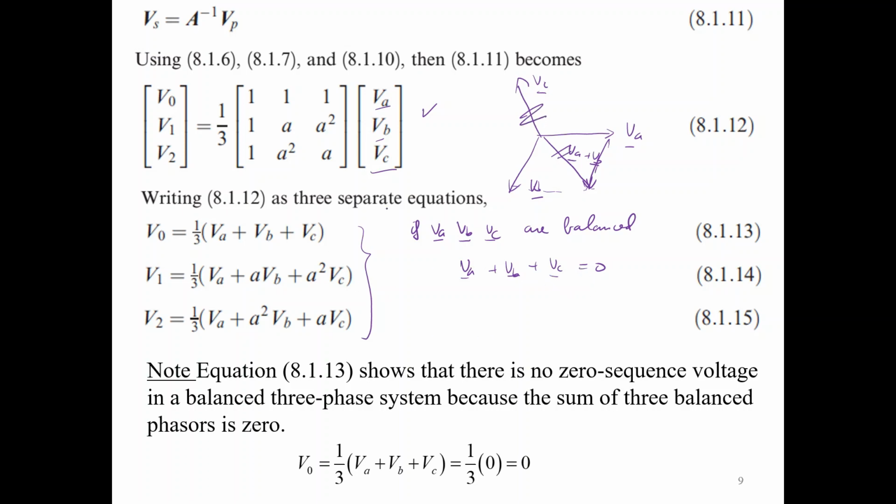You can see from the first equation that if the sum of these three vectors becomes 0, then your V0 is 0. So this leads to the first conclusion: if you deal with a balanced three-phase system, then there is no zero sequence. The zero sequence is 0. You don't need to analyze the zero sequence network, the zero sequence component, because the sum of this vector is 0.